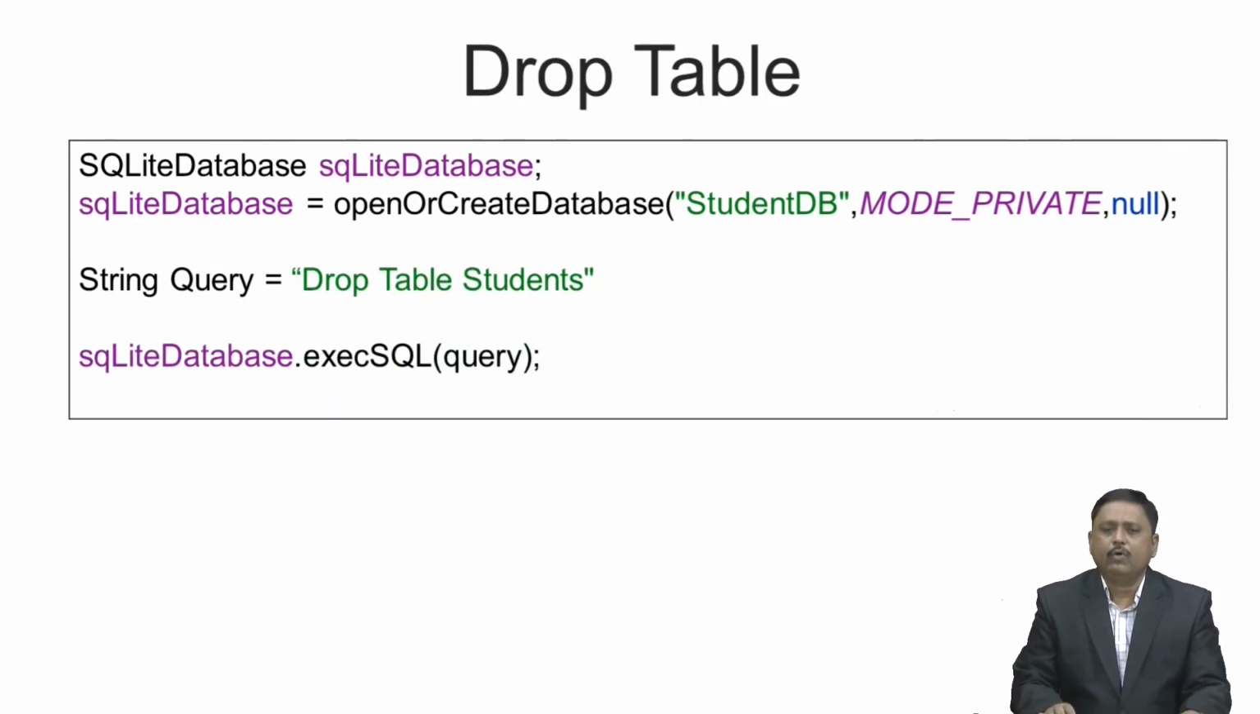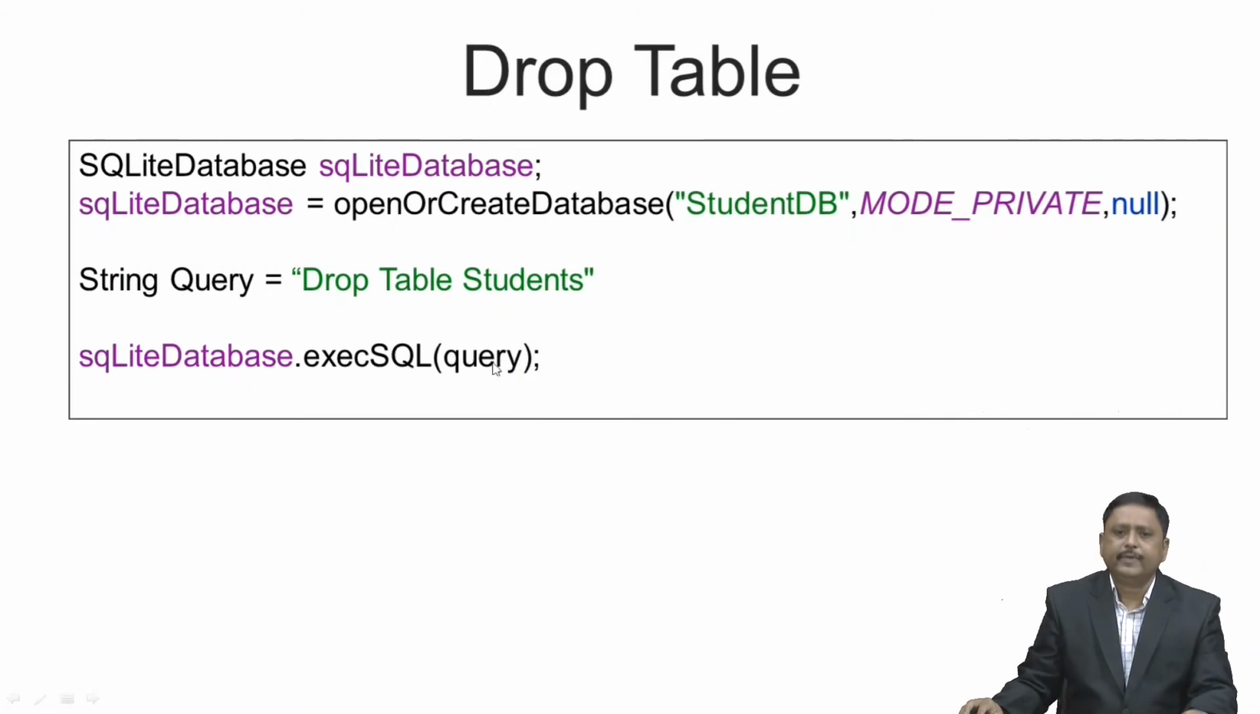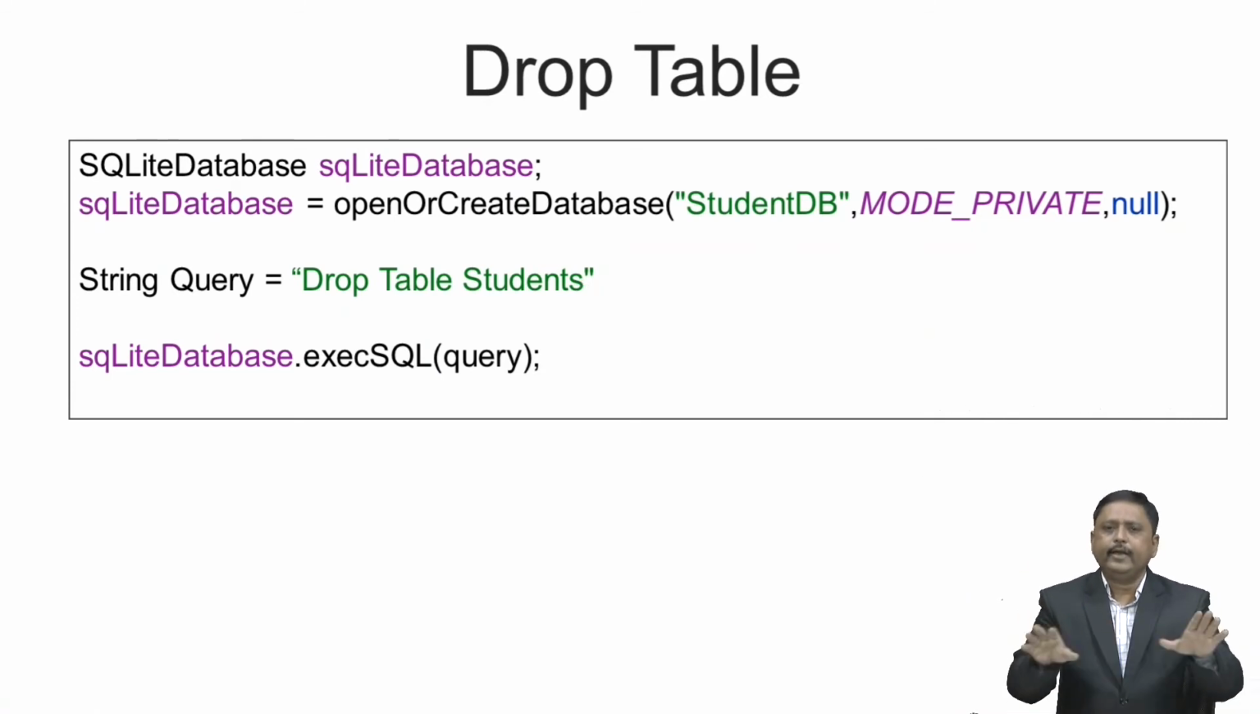Suppose I want to completely remove my table, then the syntax is drop table, table name. So, here again you have to create or open that database, and then you can write down a query like this, drop table and then the name of the table which is students. So, again we use execute SQL and inside that we specify the query which is drop table students. So, this is how you can physically remove a table completely.